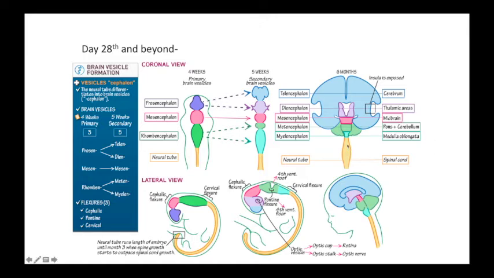The lumen of the spinal cord, the central canal, is in open communication with the cavities within the 5 secondary brain vesicles. Thus, the cavity within the rhombencephalon will form the 4th ventricle. The cavity within the diencephalon will form the 3rd ventricle. And the cavity within the cerebral hemispheres will form the lateral ventricles.